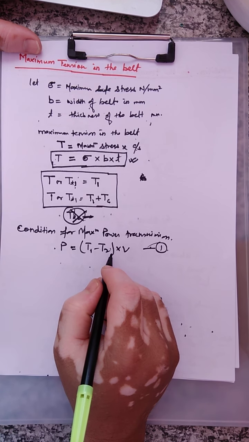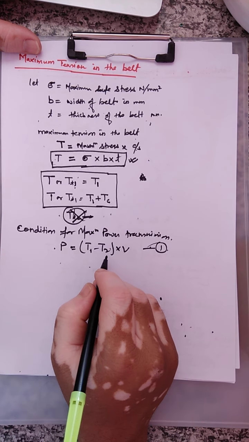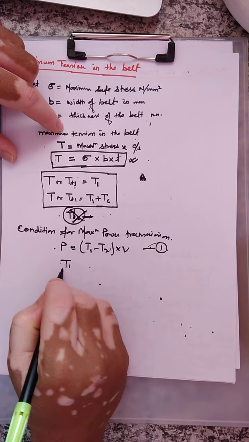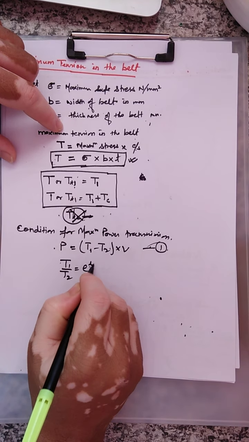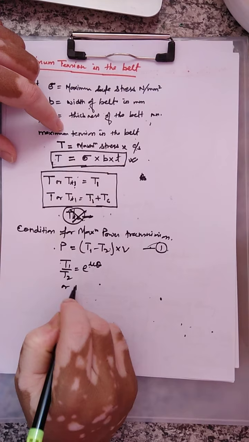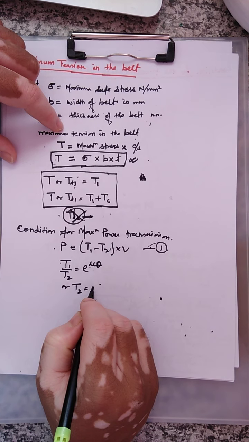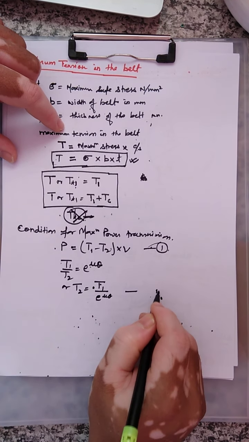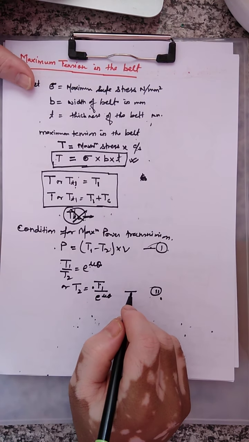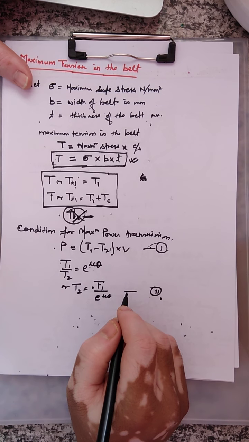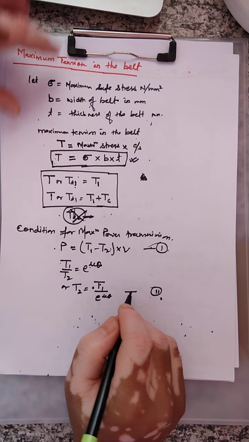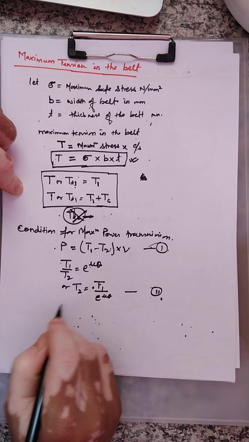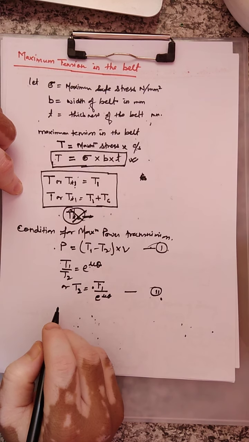Okay, and we know the ratio also, T1 by T2 is equal to e to the power mu theta, or T2 is equal to T1 by e to the power mu theta. And now let us consider equation number 2. Now substituting T2 in equation 1, we will calculate T2 and put its value in equation 1.